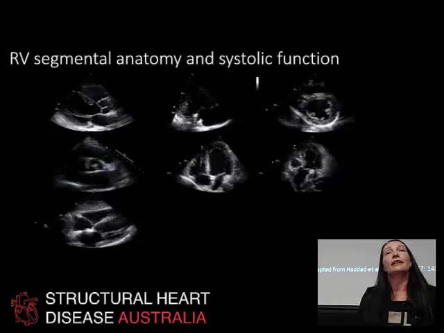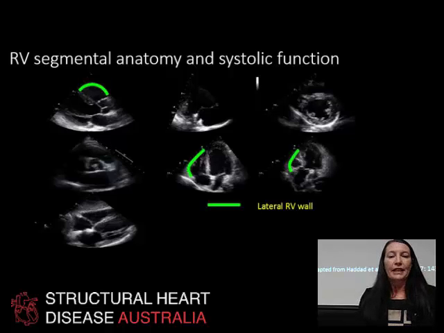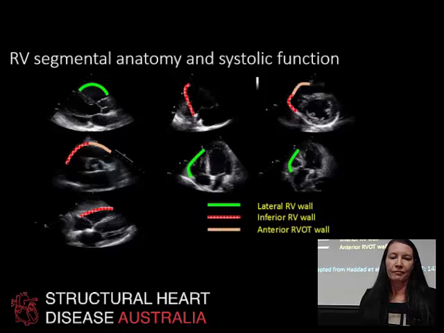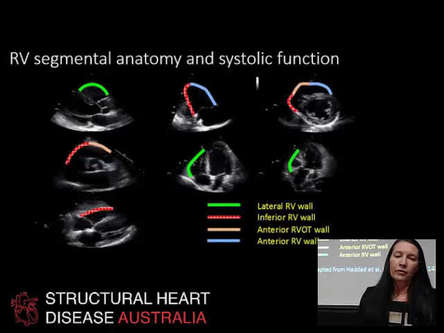So what about the segmental anatomy and the systolic function? On each of these views, which most of you will recognise, we can see in these three views the lateral RV free wall, the inferior RV wall on these views, the anterior RVOT wall in these views, and the anterior RV wall in this view.